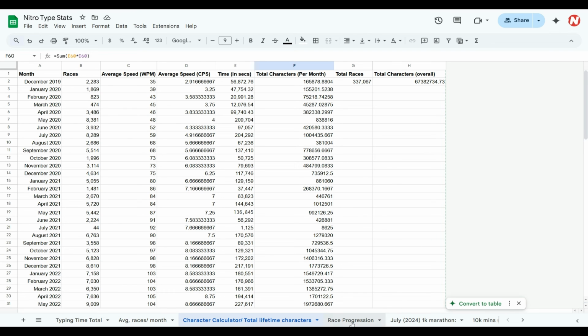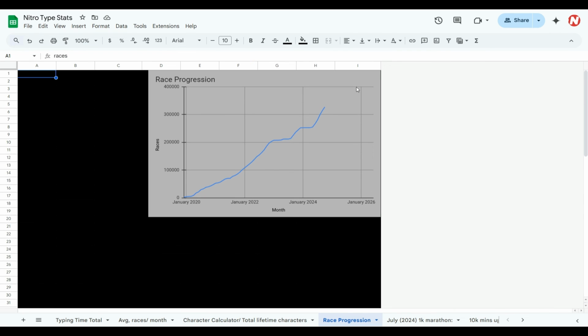Anyway, last but not least, honestly one of my favorites, shows my race progression graph. There, for the sake of simplicity, I have the graph zoomed in a little bit. So here's my graph before November, and of course, here's my graph after November. Boom. Look at that. A tiny little difference.